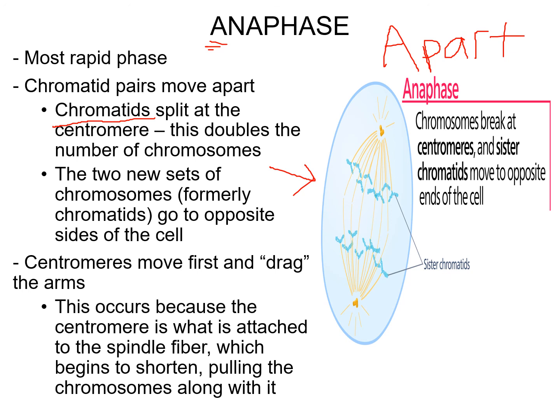So what we're eventually going to get, our end game product, is one cell here with 46 chromosomes, and then another cell here with 46 as well. So those spindles that were starting to form during prophase, those little octopus legs, that's what's actually pulling the chromosomes apart towards their respective end of the cell.